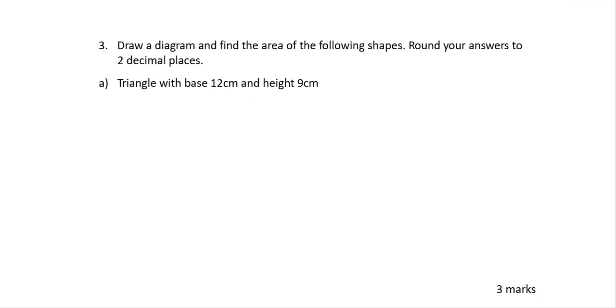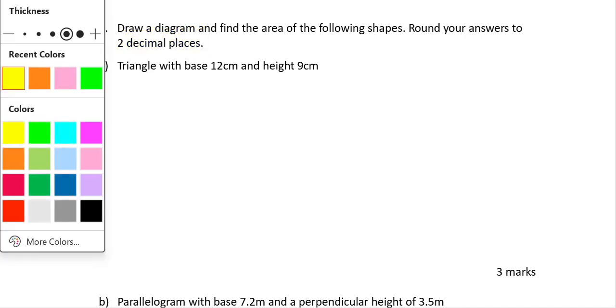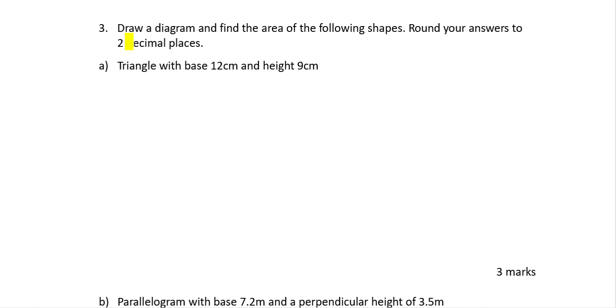All right. Question three. Draw a diagram and find the area of the following shapes. Round your answers to two decimal places. So I always like to highlight key info. Here we go. I always bring a highlighter, or just bring a different color pen so you can underline stuff, especially key information, okay? Now it also tells me to draw a diagram. And then find the area. So those are the key bits right there.